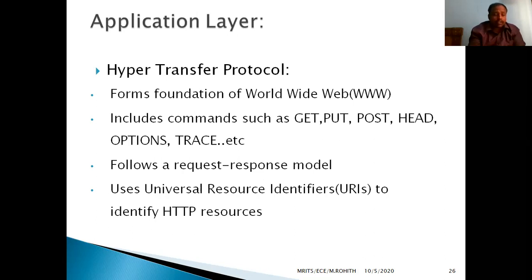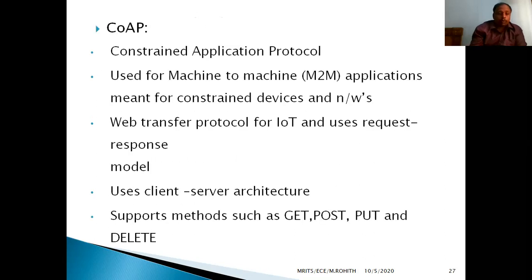The HTTP protocol, hypertext transfer protocol, is used. We have a few more protocols like that. CoAP, Constrained Application Protocol, is generally used for machine to machine applications. Machine to machine means both ends should be machines, like an IoT device. From the IoT device you get to the server, and from there, with the help of a CoAP application, you automatically retrieve the information, right? Here also we use the request-response model, client-server architecture. And the methods here are get, post, put, and delete.